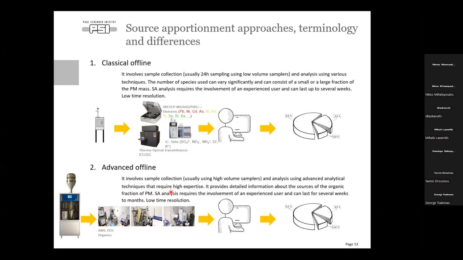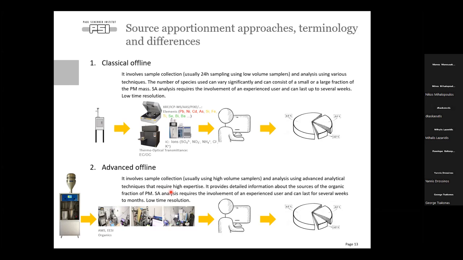So those were a bit of introductory stuff for the people that maybe were not very familiar with this concept. And now I'm gonna discuss a bit more about different data. So what we are doing at PSI, because we were applying source apportionment methodologies with different types of data, we categorized these approaches based on the type of data we're using.